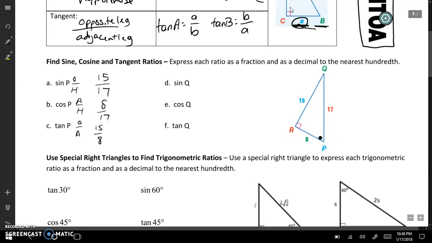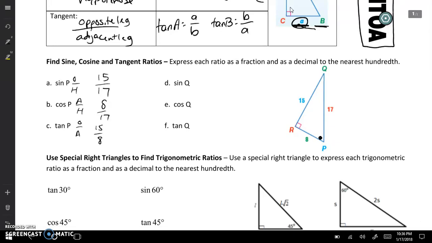You know the drill. Try D, E, and F. Hit pause when you've tried it, then hit play. See if you got it right.